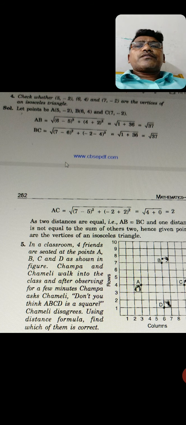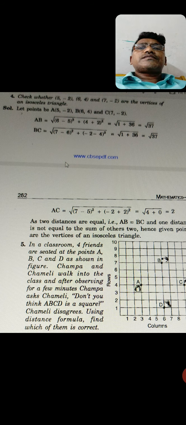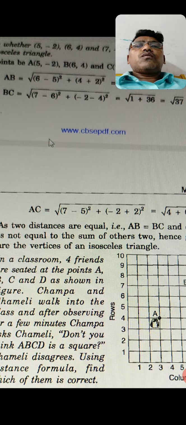Clear? Now we are going to find the distance from B to C, I mean the length of BC. Same formula we are using here. BC also square root of x2 minus x1 whole square plus y2 minus y1 whole square. Here B coordinate, C coordinate we are taking. Now here x1 equal to 6, y1 equal to 4, x2 equal to 7 and y2 equal to minus 2. So by substitution in the distance formula we are getting BC equal to square root of 7 minus 6 whole square plus minus 2 minus 4 whole square.